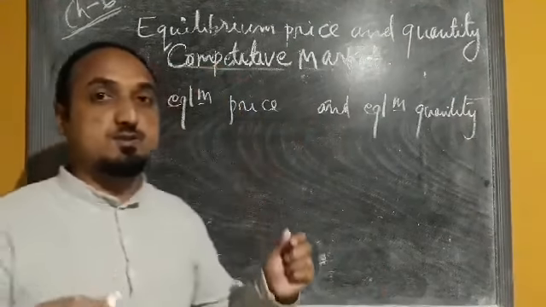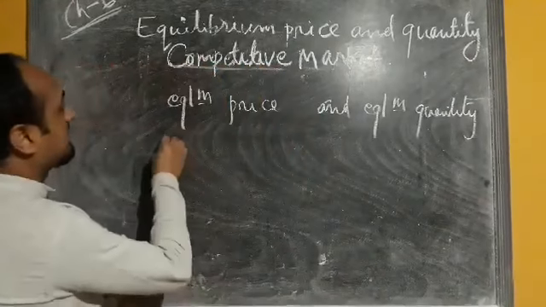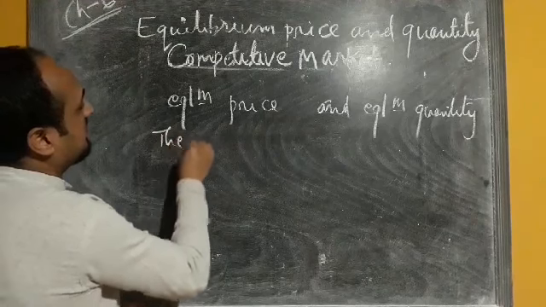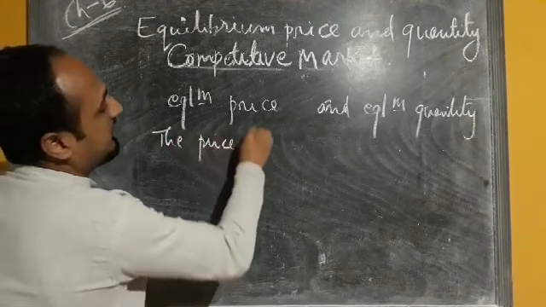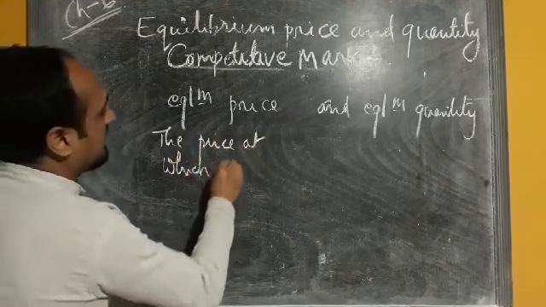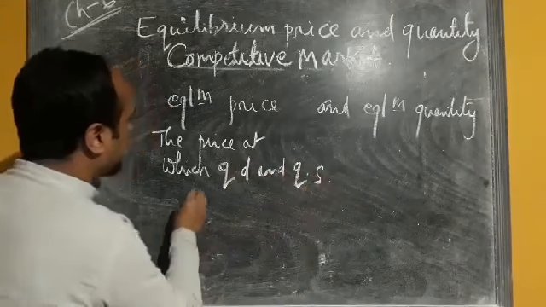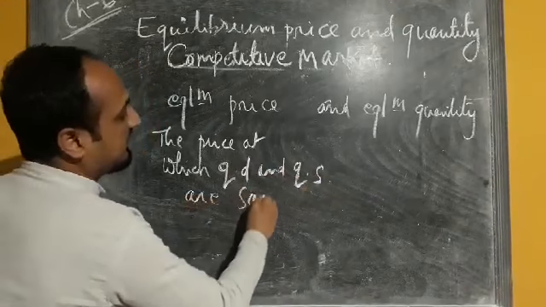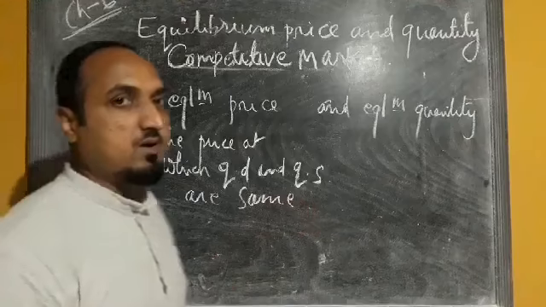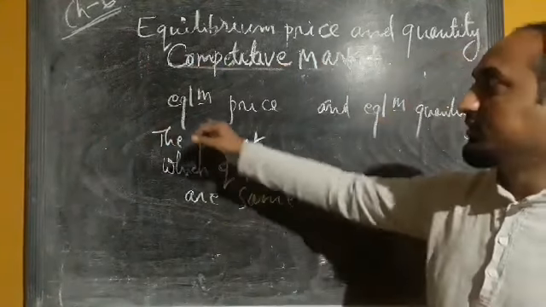The price at which quantity demanded and quantity supplied are the same. That is your equilibrium price.